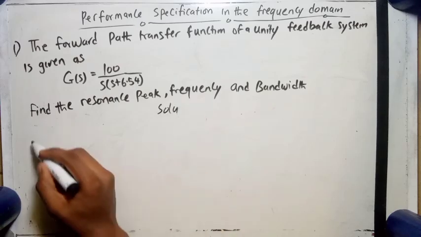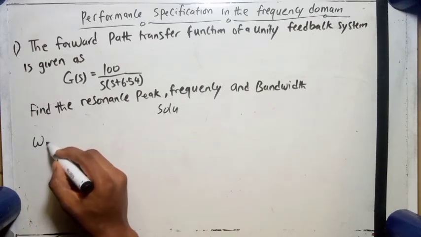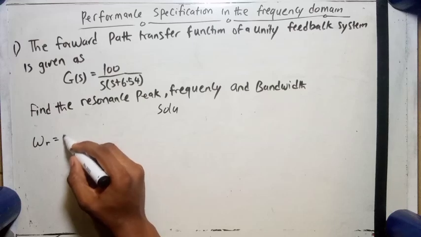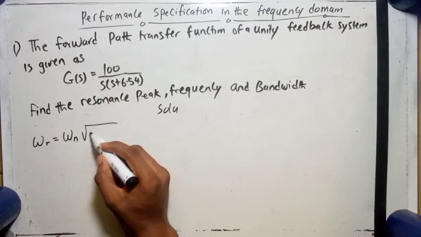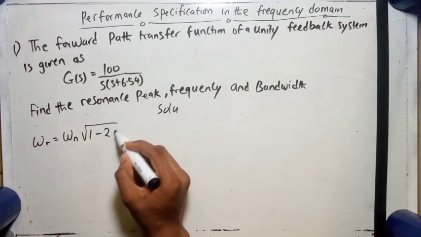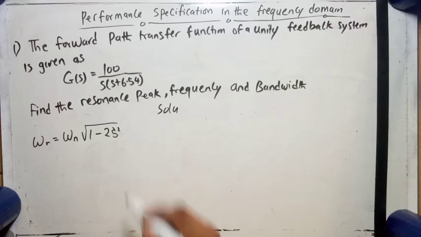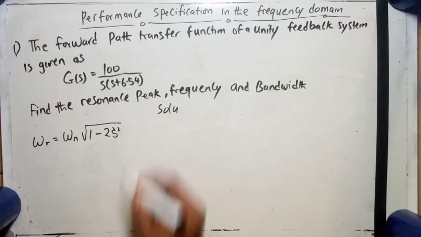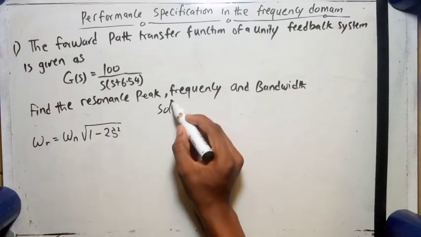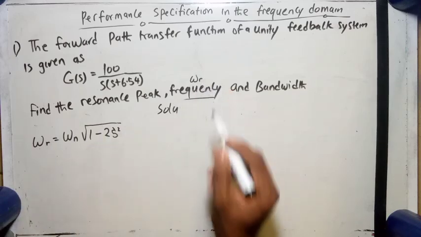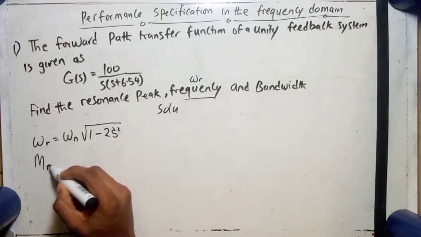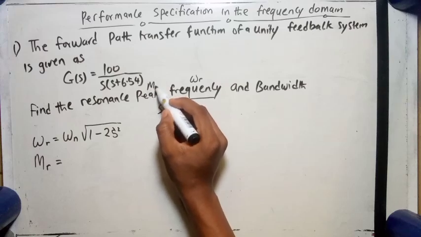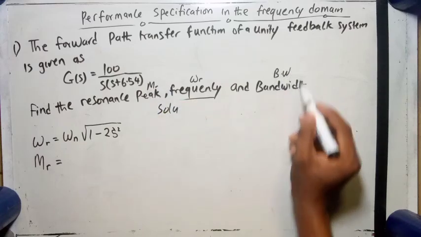Now our resonance frequency formula is: you have your natural frequency, then the square root of 1 minus 2 zeta square. This is the resonance frequency. Then Mr, which is our resonance peak, and then BW, bandwidth.